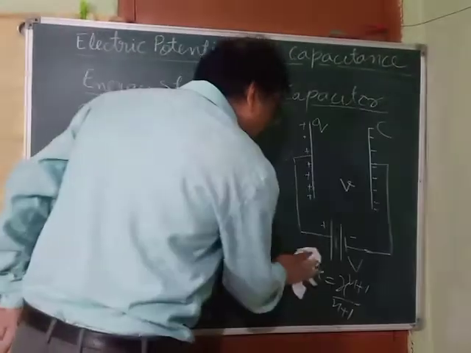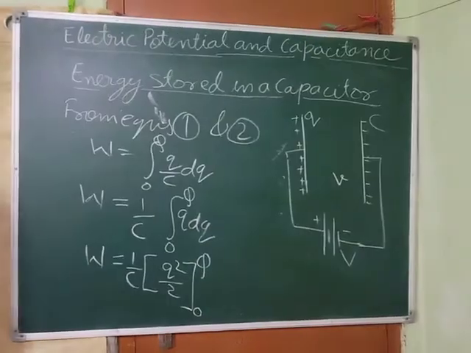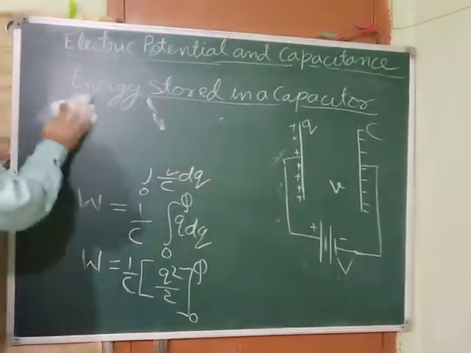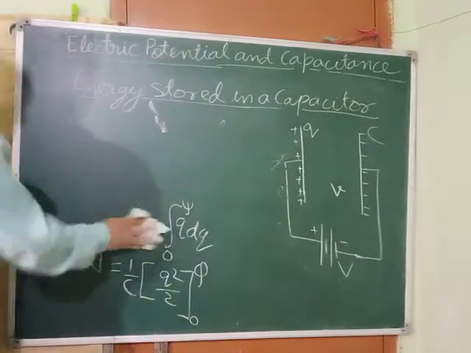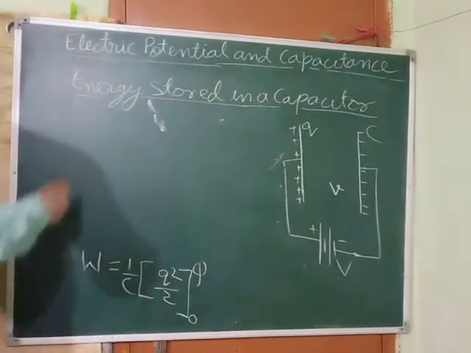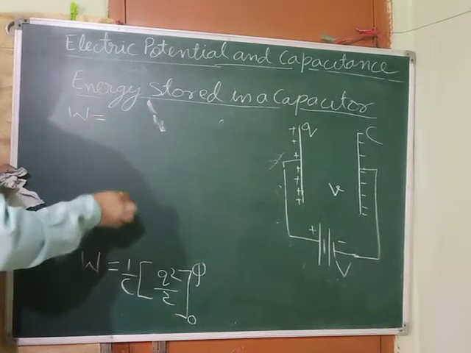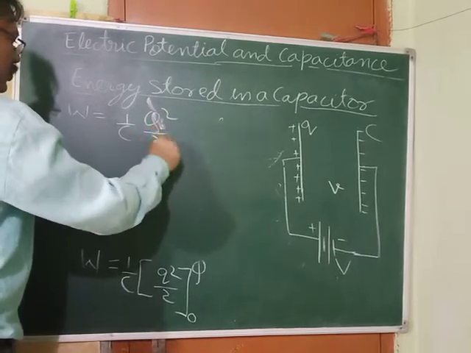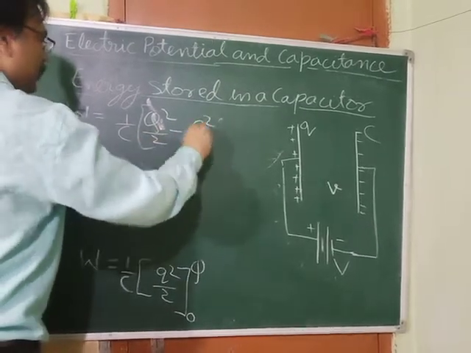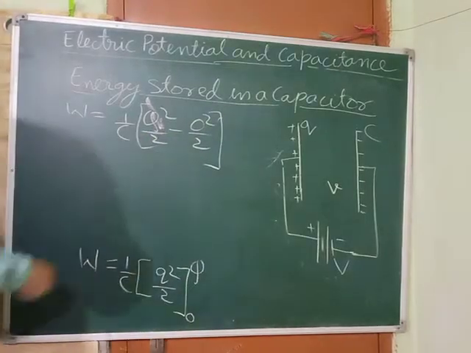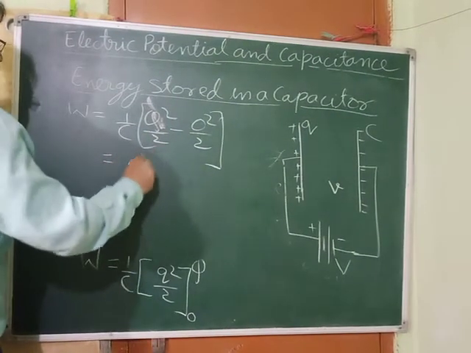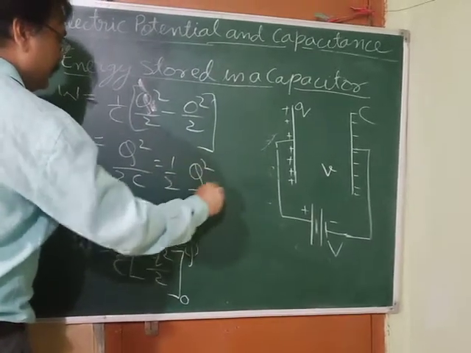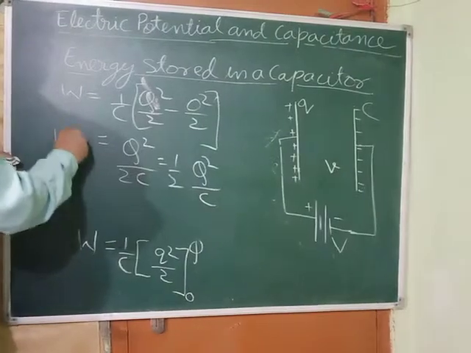Now we can put the limits. We put the upper limit first. So what we get? 1 by C, it is Q square by 2 minus 0 square by 2. That means finally we are having Q square by 2C. It is Q square by 2C, or we can write half Q square by C. That is our work done.